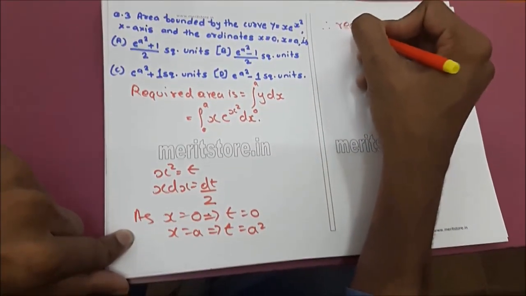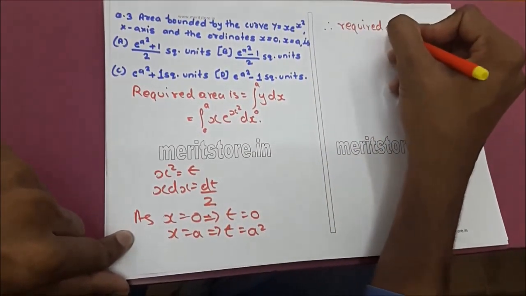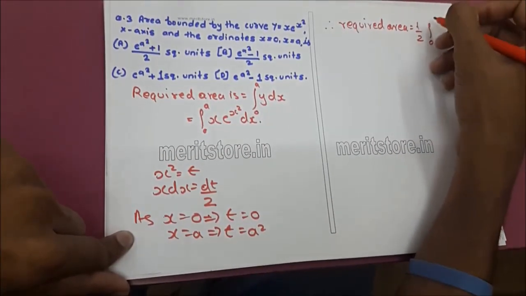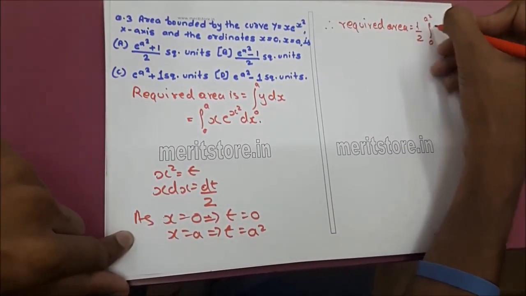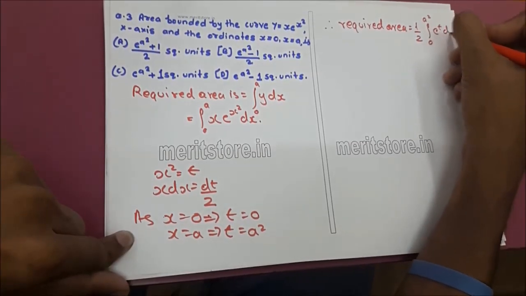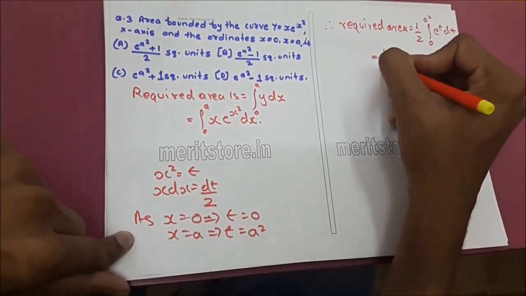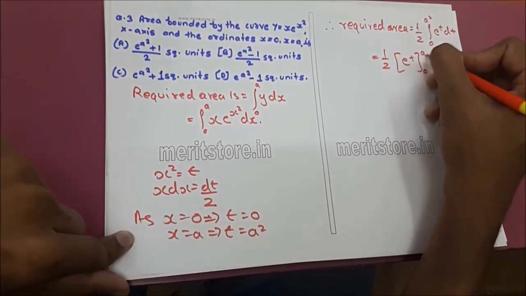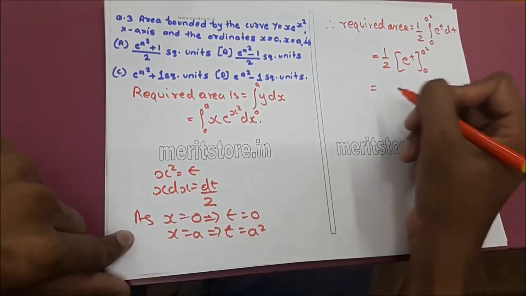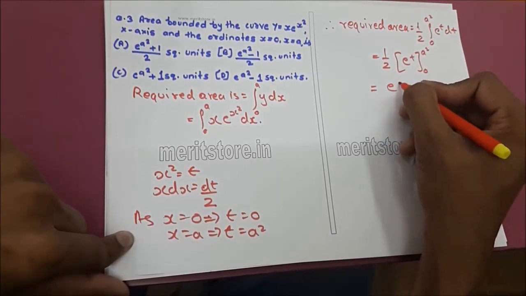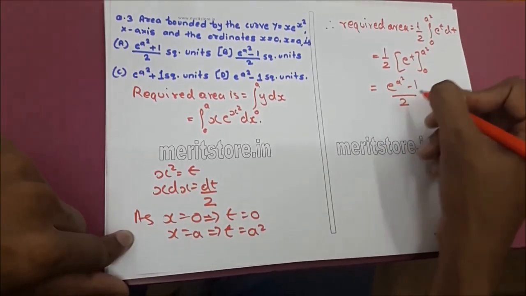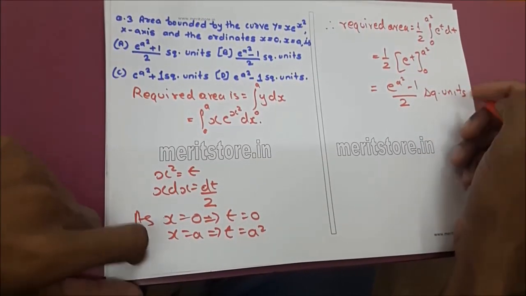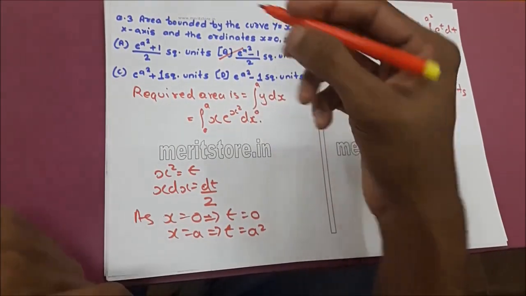Therefore the required area is 1 by 2 times the integral from 0 to a square of e raised to t dt, which is half e raised to t from 0 to a square. Substituting the limits in t, we get e raised to a square minus 1 upon 2 square units, which is option B. Option B is the correct answer.